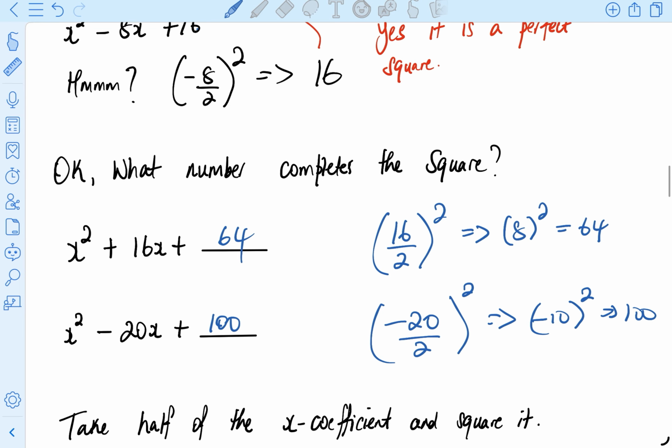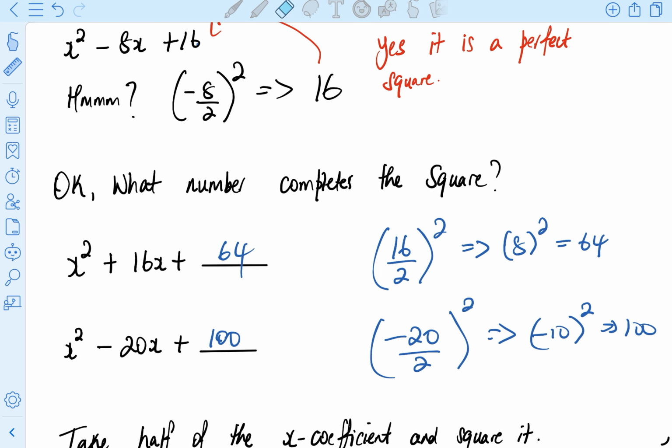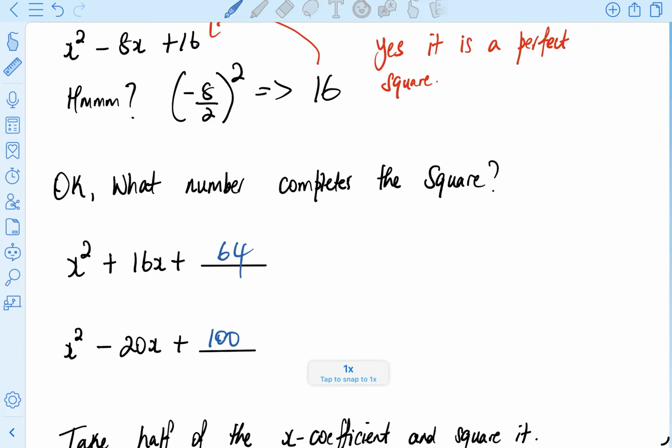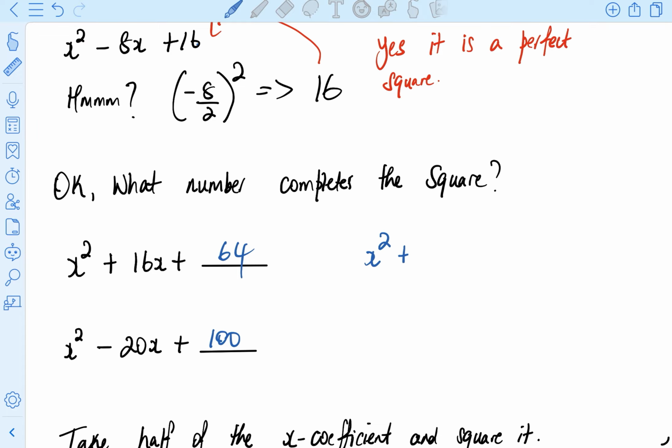I want to give myself some space because I have some notes below here. So what number completes this square? X squared plus 12x plus dash. Can you guys tell me? 5, 4, 3, 2, 1. 36? Let's test it. 12 divided by 2 squared would be 6 squared, which is 36.